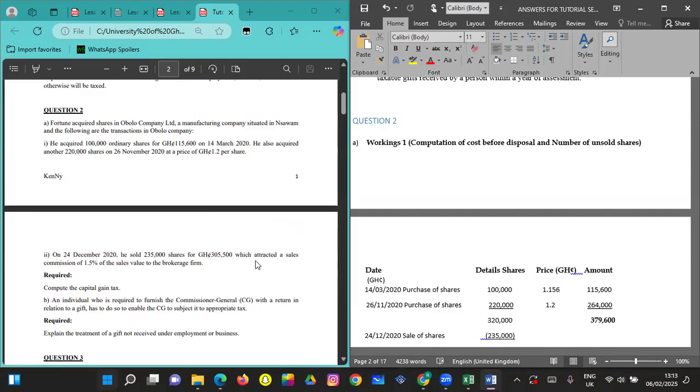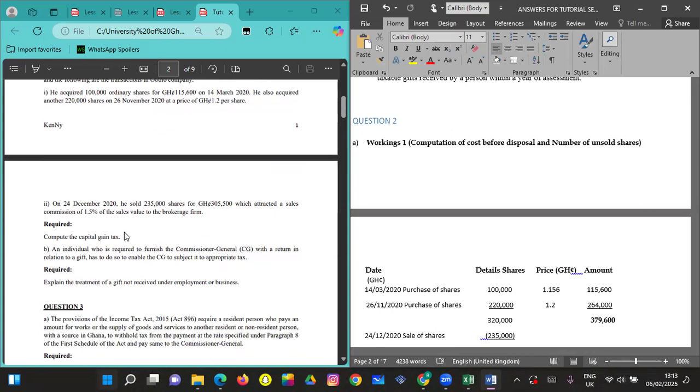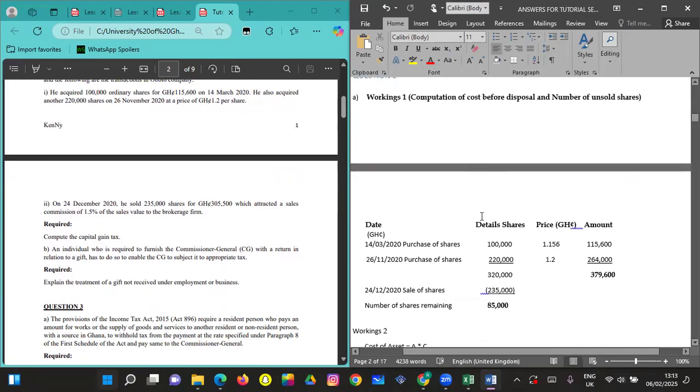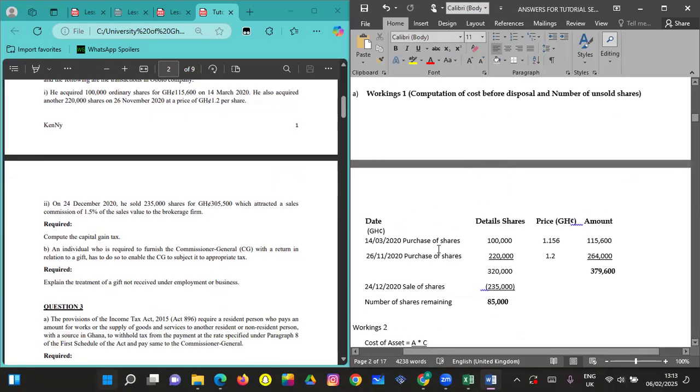So the sale attracted a commission of 1.5% of the sales value to the brokerage firm. So compute the capital gain tax. First, if you want to compute the capital gain tax, you have to open a schedule where you keep all the records of your shares. So that's it here. You have details of the share, the price of the share, and then the amount here.